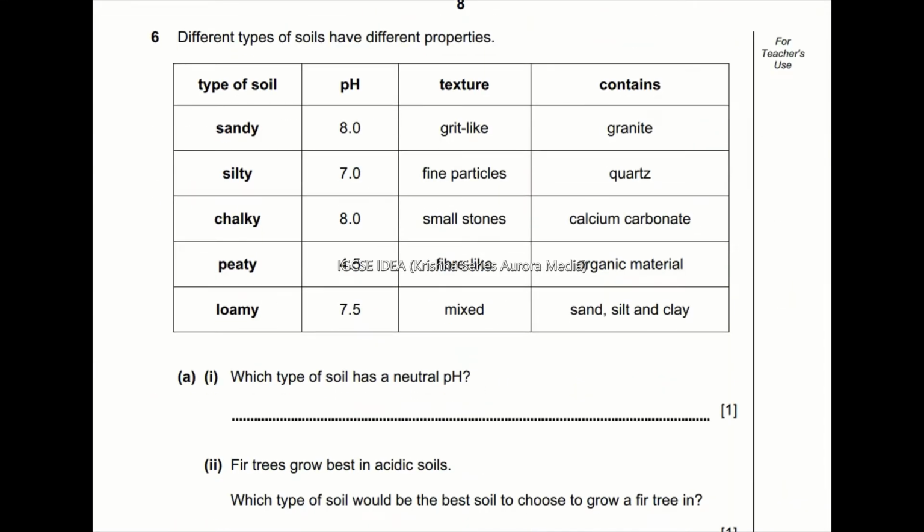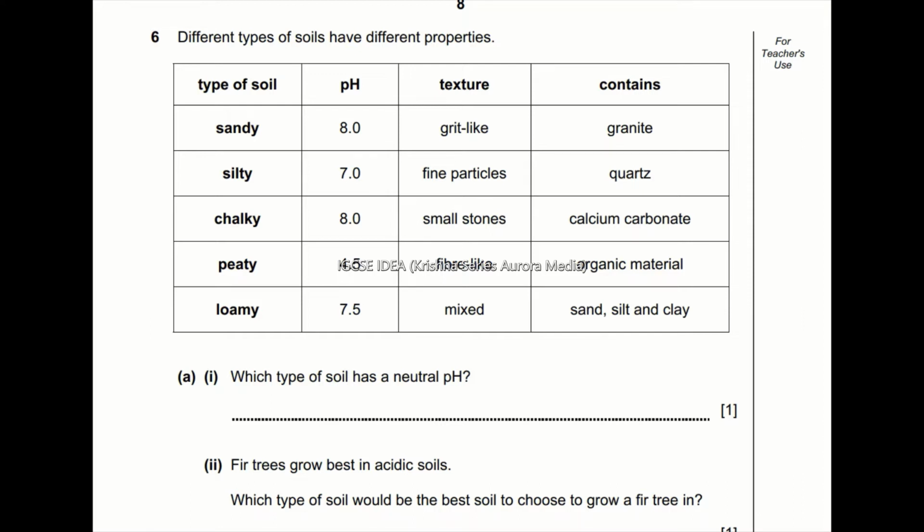Question 6. Different types of soils have different properties. Type of soil: sandy, silty, chalky, peaty, loamy. pH: 8, 7, 8, 4.5, 7.5. Texture: grit-like, fine particles, small stones, fiber-like, mixed. Contains granite, quartz, calcium carbonate, organic materials, sand, silt, and clay.